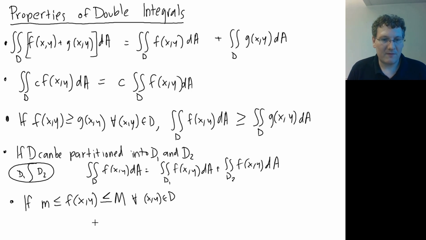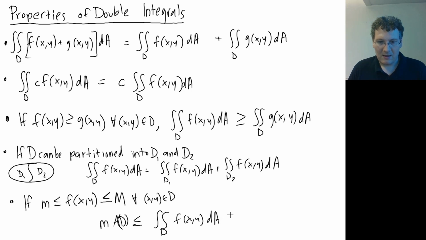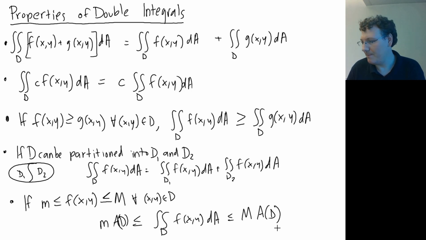If the function is bounded below by little m and bounded above by big M for all xy in the region D, then m times the area of D is going to be less than or equal to the integral over the region D of f of xy dA, and that's less than or equal to big M times the area of D. So these are some properties of double integrals.